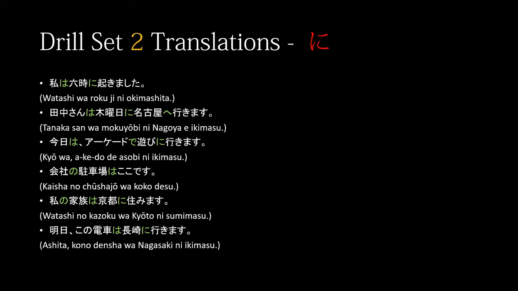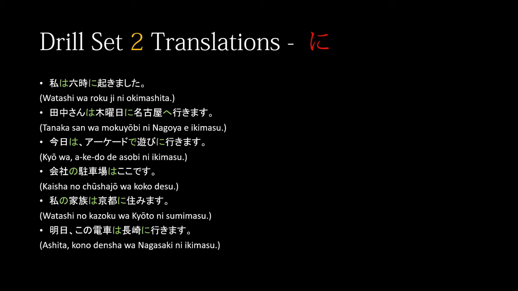And our final sentence, 明日この電車は長崎に行きます, meaning that this train tomorrow is going to Nagasaki. It once again shows the topic, that is kono densha, and it is marked with wa, and this time ni is showing the destination.